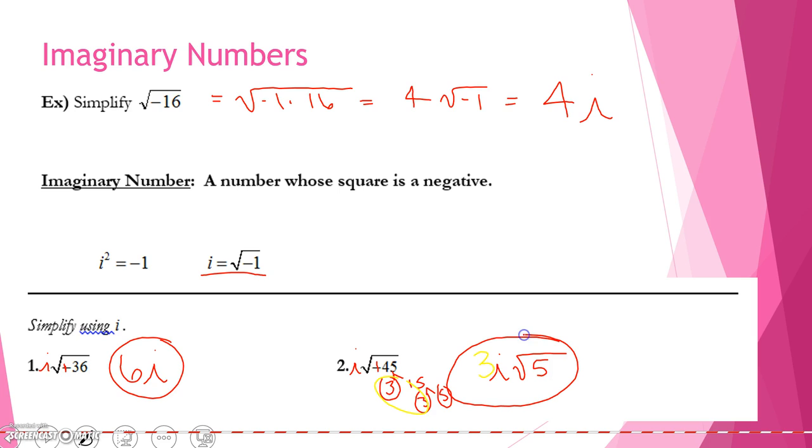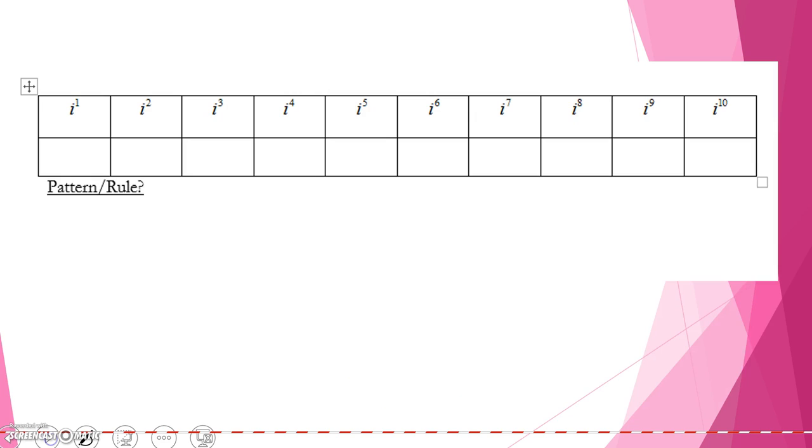Now this all changes if it's a cube root, because you can cube a number and get a negative. But for right now, when we're talking about even indexes, so square roots or fourth roots or sixth roots, you have to use i.